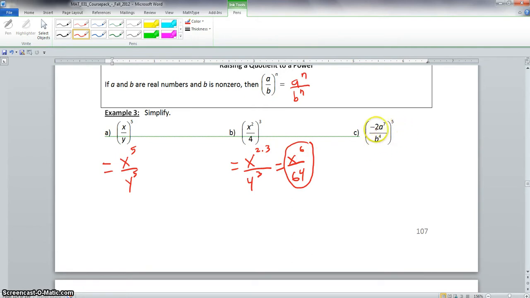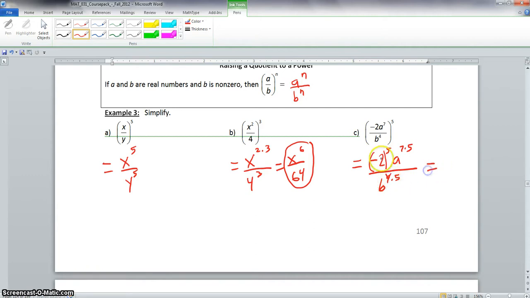Now we come to C. Everything in this parenthesis is taken to the 5th power. So we can write that out. This would be (-2) to the 5th, well, actually, I'll leave that in parentheses. (-2) to the 5th, a to the 7th times 5, all over b to the 4th times 5. Now, again, this is a 4, not a 9.